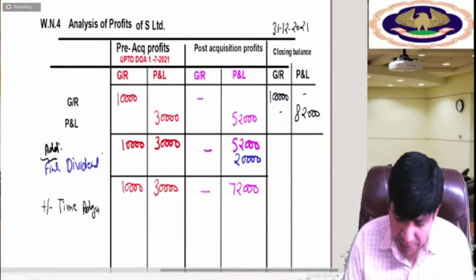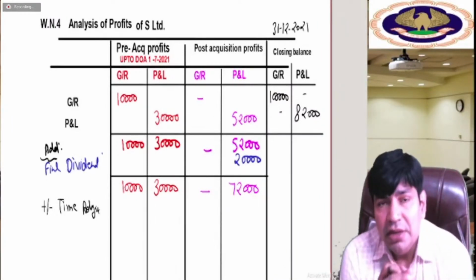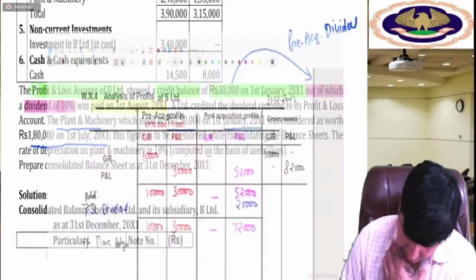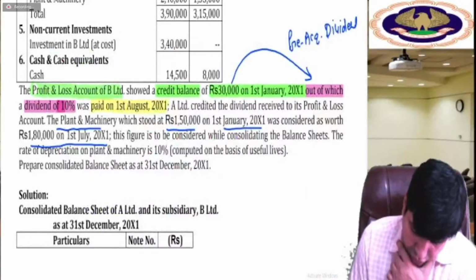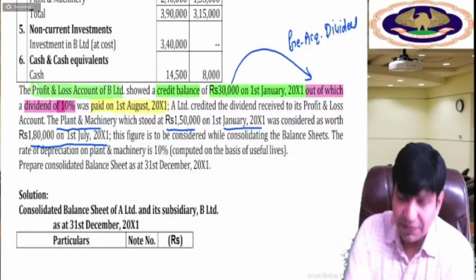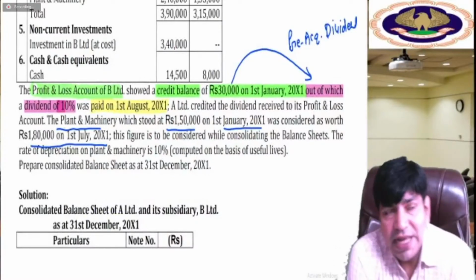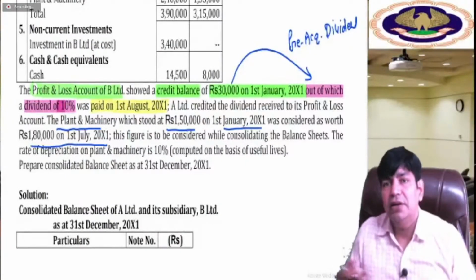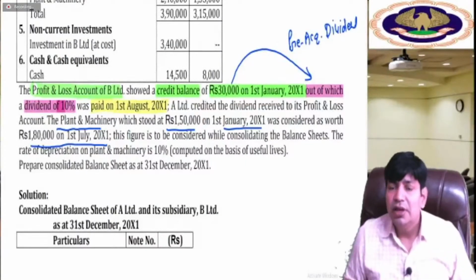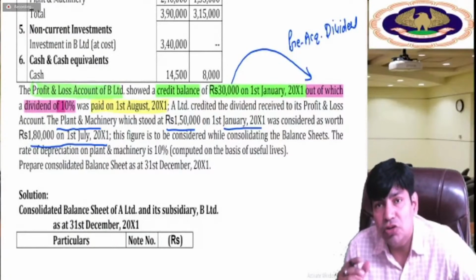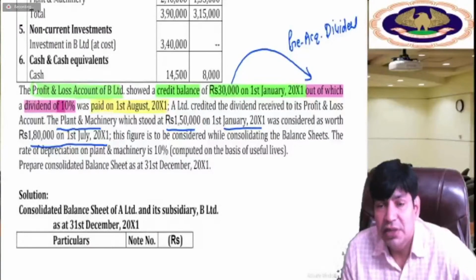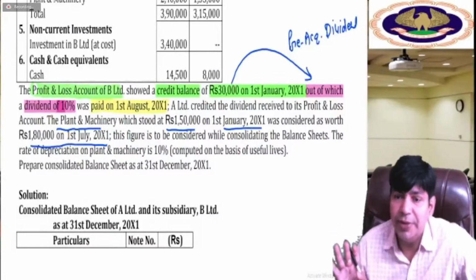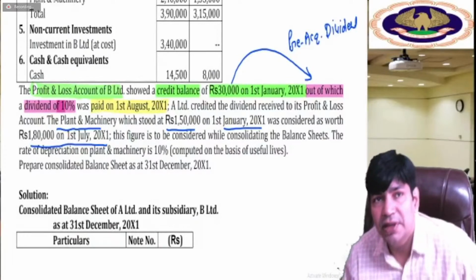Beta, I'm asking you one thing. The dividend has been paid on 1st August. Now tell me fast, is this a final dividend or an interim dividend? Of course, it is a final dividend. It was decided on which date? Answer to yourself. Sir, it was decided on 1st August. Since the question has not given any other date, it means it was decided on the same date.